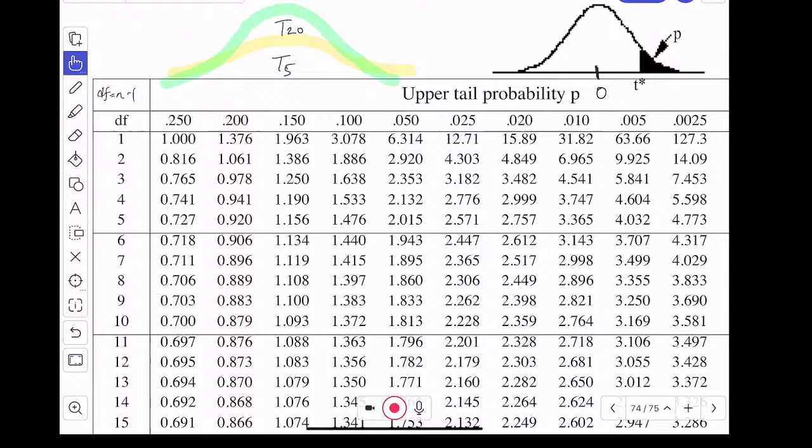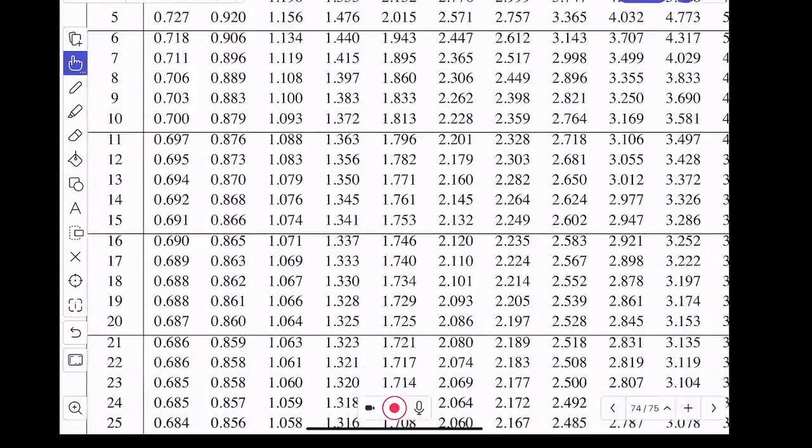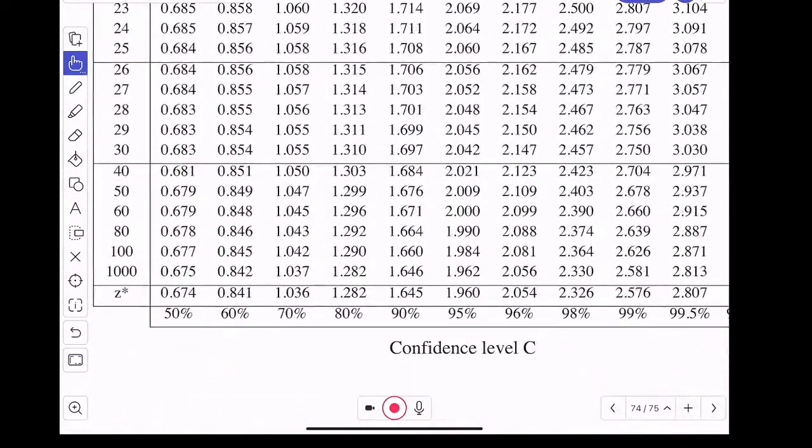So I'm going to go down, and what you see at the bottom is a convergence of these values. So at 1,000, here's 1,000 degrees of freedom. Notice that the last row, or the second last row, are Z values for the tail probability on the right. And they're very close to the 1,000, you notice? So essentially, the T distribution becomes the Z distribution for large sample sizes.